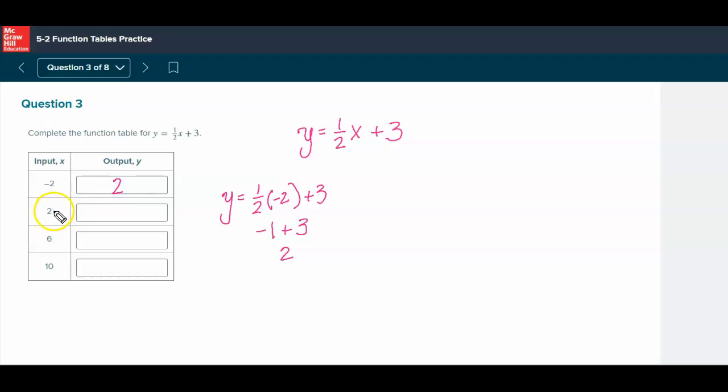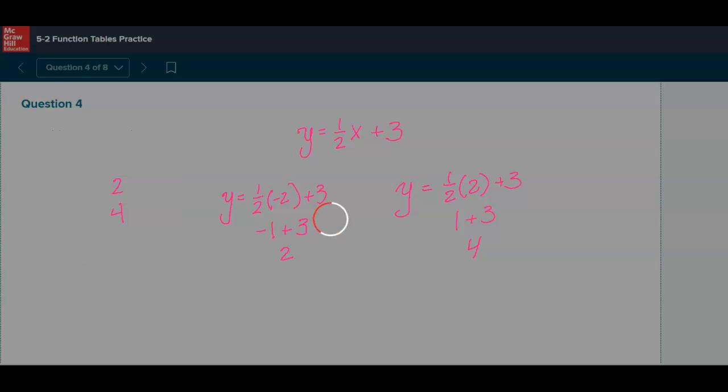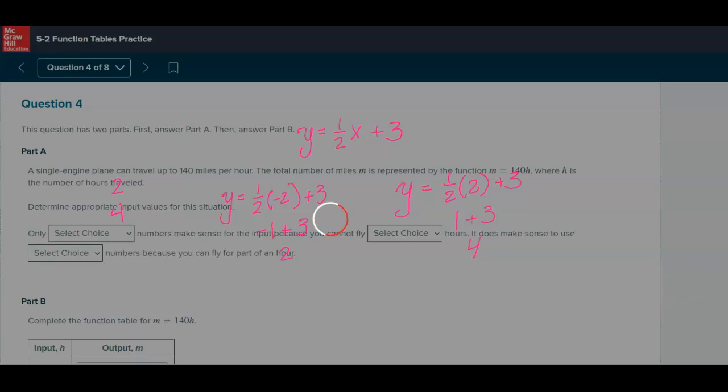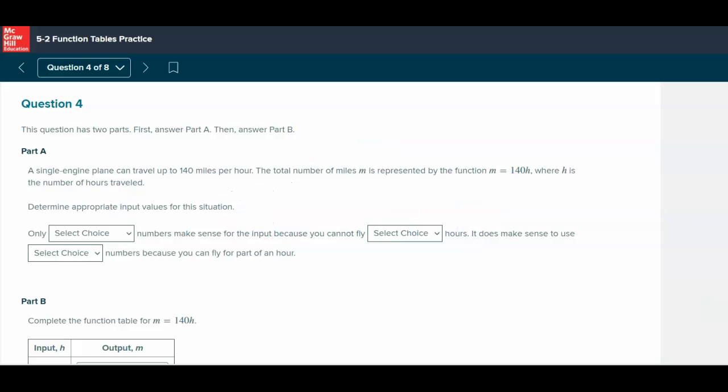Same thing when you put in a 2. 1/2 of positive 2 plus 3. Well, half of positive 2 is 1. 1 plus 3 is 4. This would be a 4. Then you would do half of 6 and half of 10 plus 3. Next question. Clear the marks.